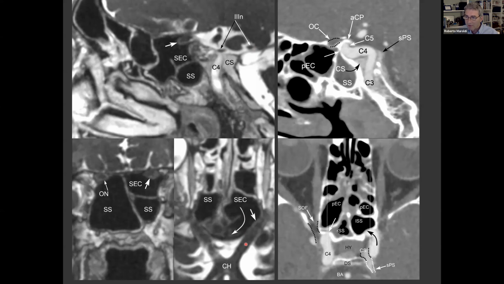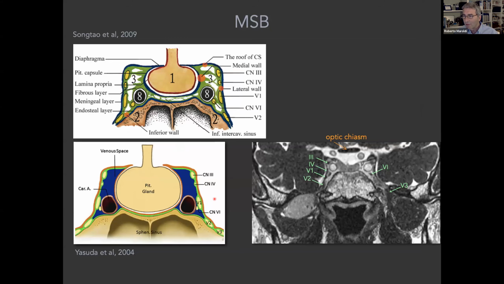The optic nerve, the chiasm are there. If I move a little bit behind with the coronal plane, I can detect the carotid artery. I can detect the sixth nerve, and then, yes, this is the sixth, the third, the fourth, the V1 and V2 inside the double lining of the dura at that level.